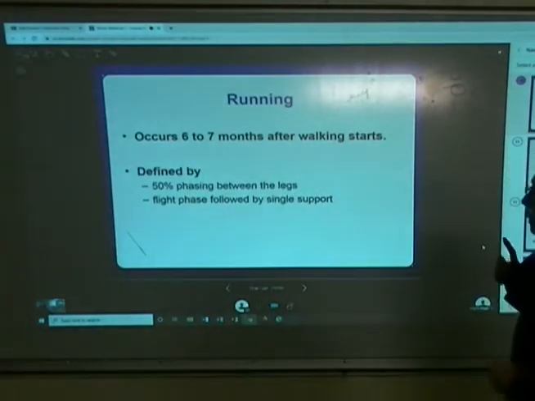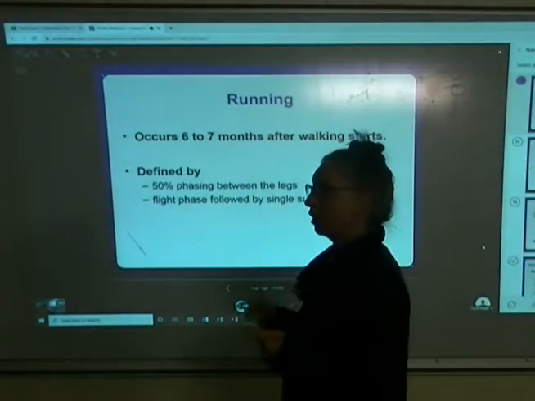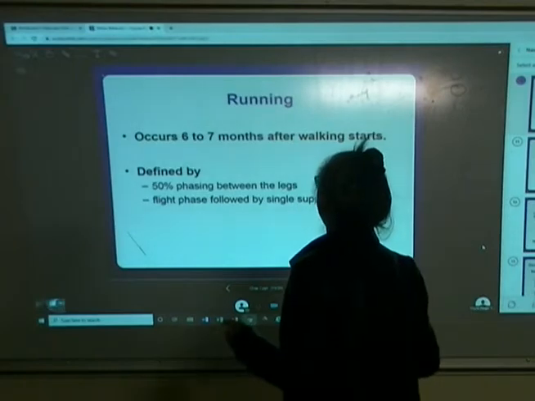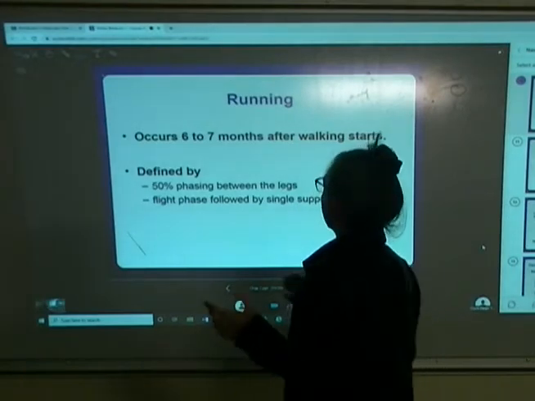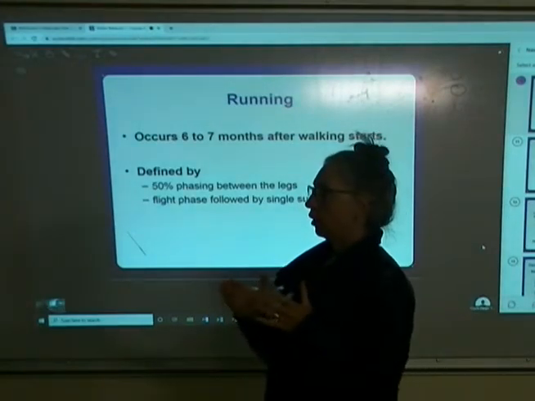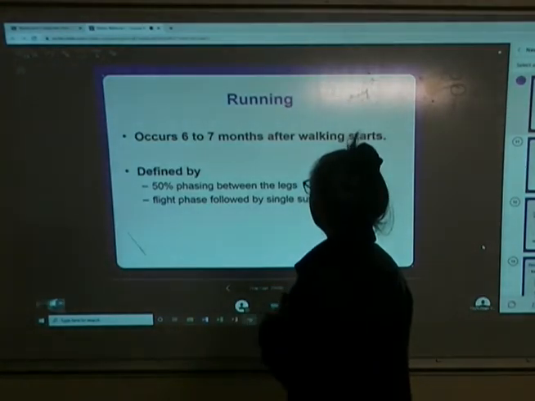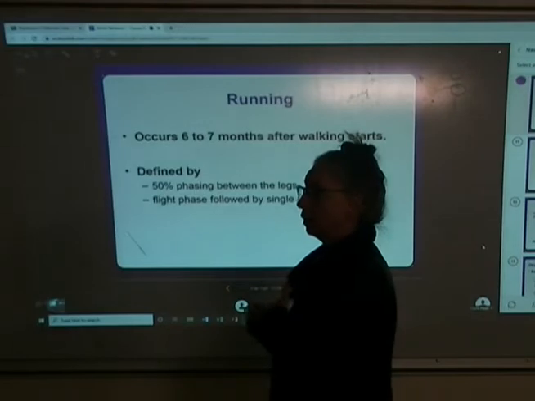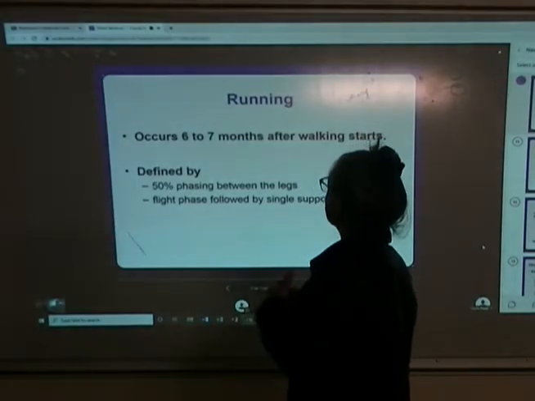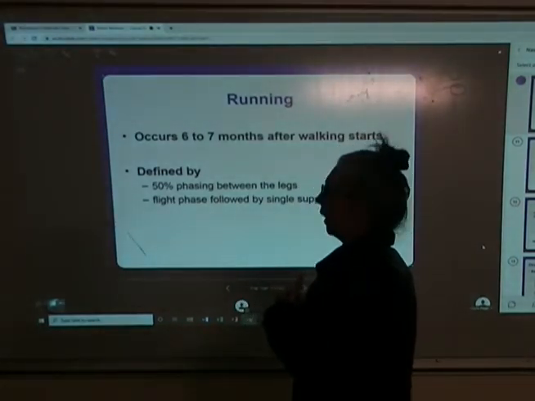So we are going to finish chapter 5 today. We had been looking at early locomotor skills. We got up as far as walking. So we're going to pick up with running, and we'll look at running and jumping.